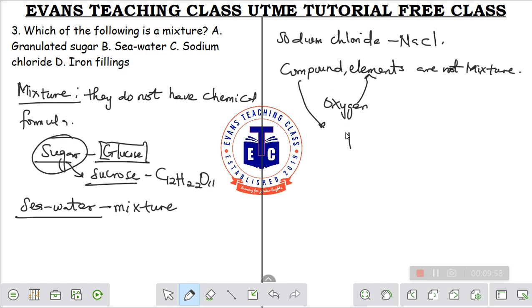So what is our answer here? Now they said iron filings. Iron filings means iron element. So that is not a mixture. It's an element. So what's our answer now? Our answer is option B, seawater.